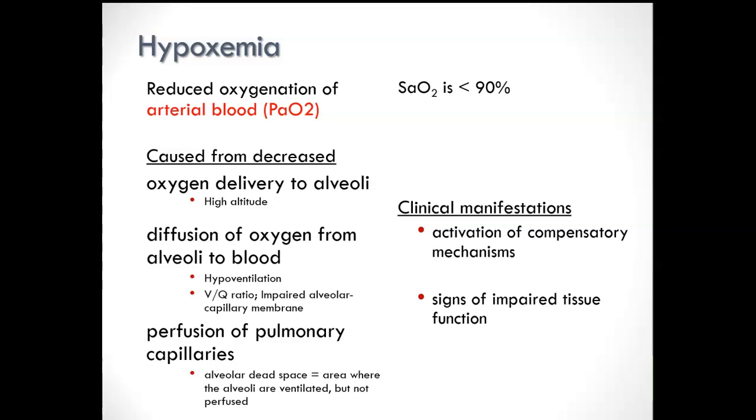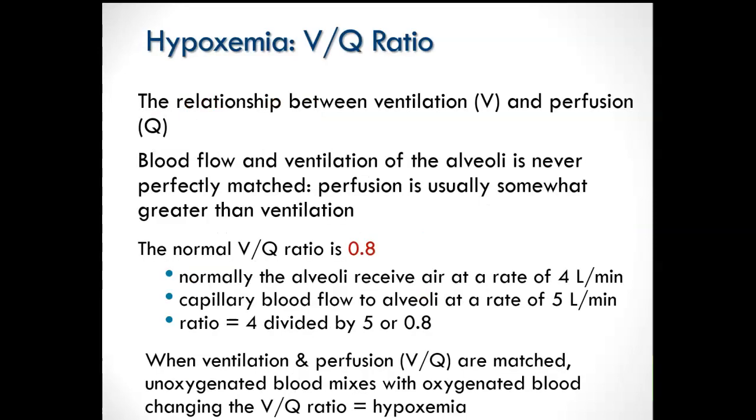So when this happens and a patient becomes hypoxemic, they're going to have some clinical manifestations. They're going to be activating, unconsciously, of course, compensatory mechanisms like breathing harder, breathing faster. Maybe there's blood shunting occurring from the periphery toward the lungs, brain, heart. And so you see some issues there out in the tissues.